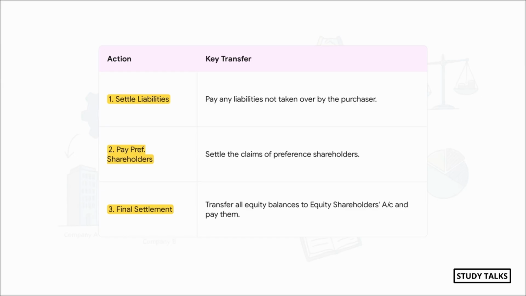That means their original capital, all the reserves you've built up over the years, and the profit or loss you just calculated in the realization account. You dump it all into one big equity shareholders account. The balance in that account is then paid out to them using the cash and shares you got from the buyer. Once that's done, every single account is at zero, and the company's books are officially closed.